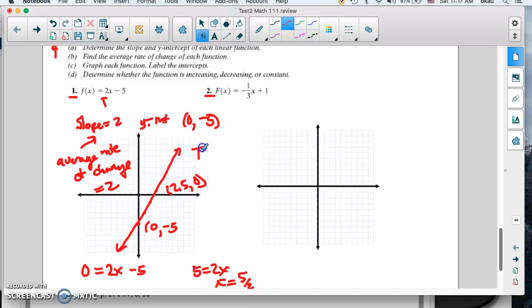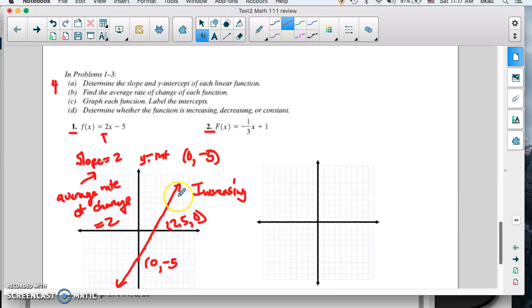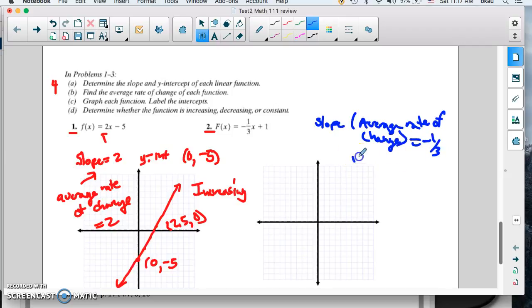And it's increasing. Lines only do one thing. They either increase, decrease, or they're flat, which is constant. All right, so here on this problem, we'll do the same thing. If we have the slope and the average rate of change, and this problem equals -1/3, and the y-intercept is going to be 0, 1.